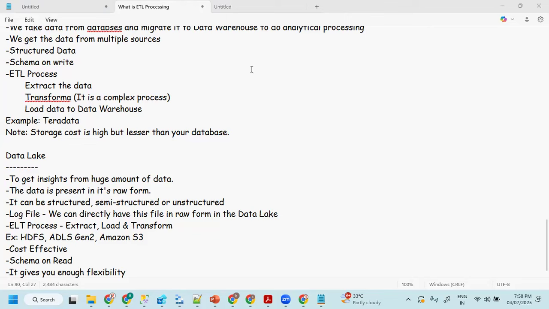Hi Bhaskar. You told the difference between OLTP and OLAP, right? I think there is also normalization and denormalization. Exactly, that is also there. Normalization will be in OLTP, whereas in OLAP we will have denormalization, which means duplicated data.